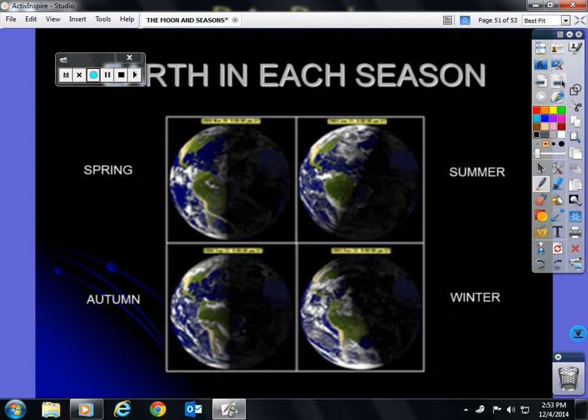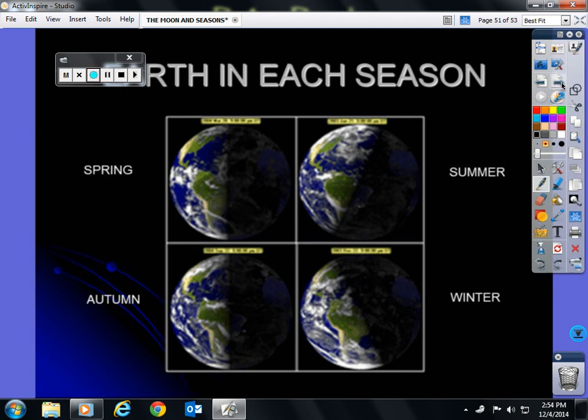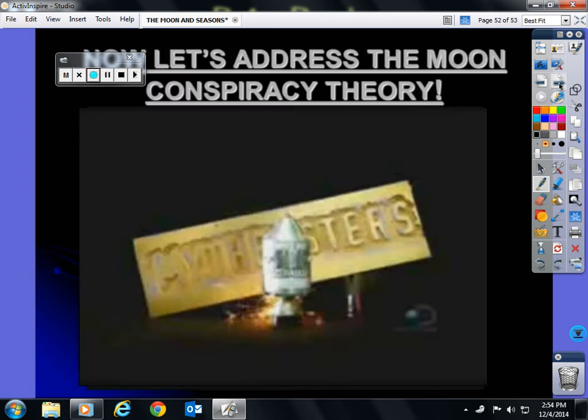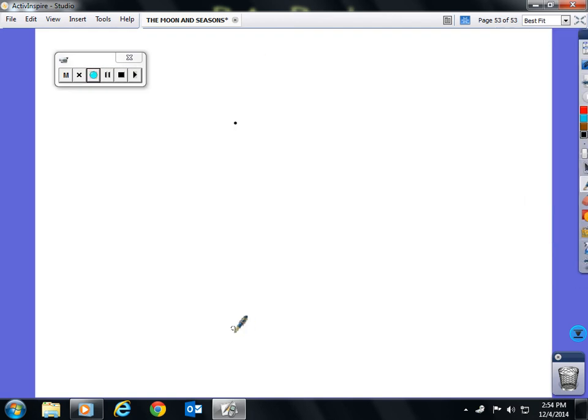All right, so this is a picture of what the Earth looks like with the shadow on it. In class, we will practice figuring out how you can tell by the picture which season it is. And actually, that's it. I told you this section would be small. Everything else we'll talk about in class and practice.